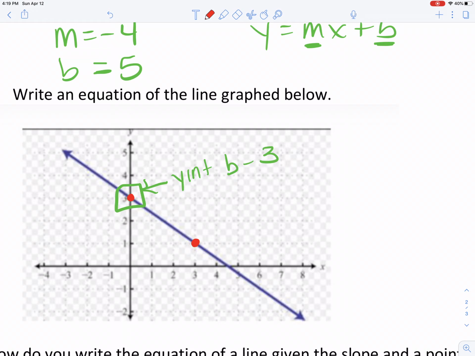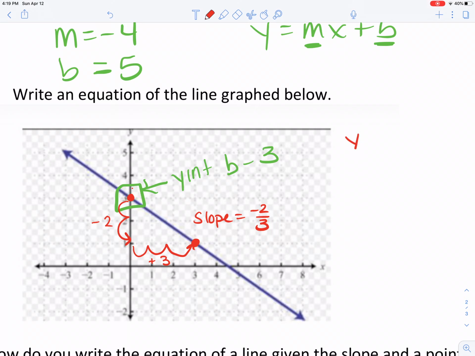I always like starting with the leftmost point, which is the one that was boxed in. And the rise is going to be going 2 down. There's my rise. My run is going to the right 3, positive 3. So the slope is -2 over 3.